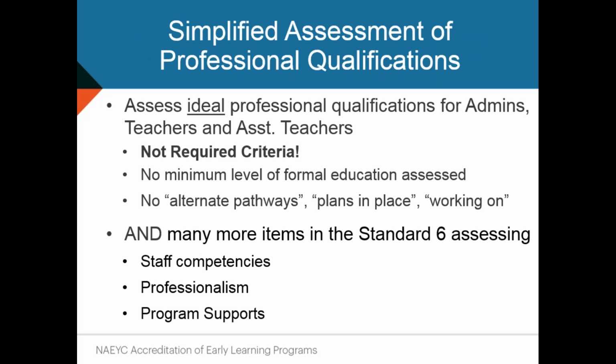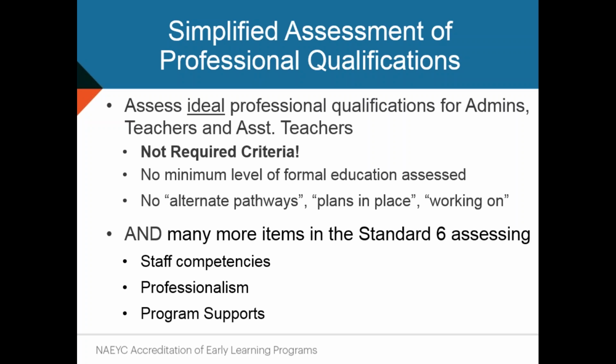When looking at the simplified assessment of professional qualifications, we will now assess the ideal professional qualifications for administrators, teachers, and assistant teachers. Administrators are no longer a required criterion, and the assistant teachers and teachers will remain as no longer required criteria. There is no minimum level of formal education assessed. Programs will not be assessed at candidacy and then within the assessment items. They will only be assessed once in the assessment items.